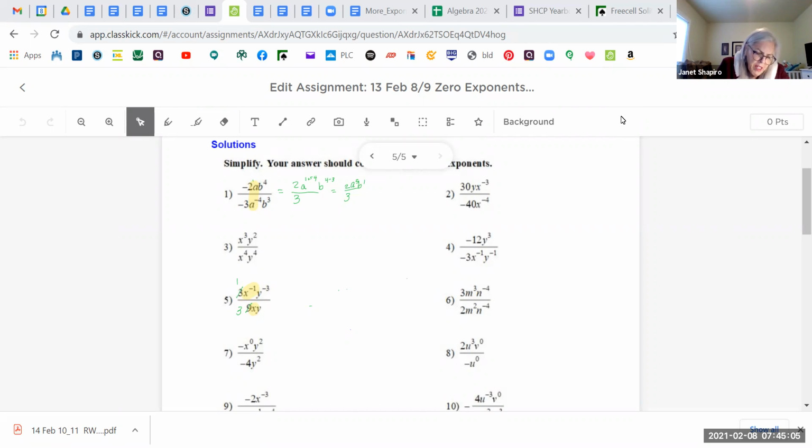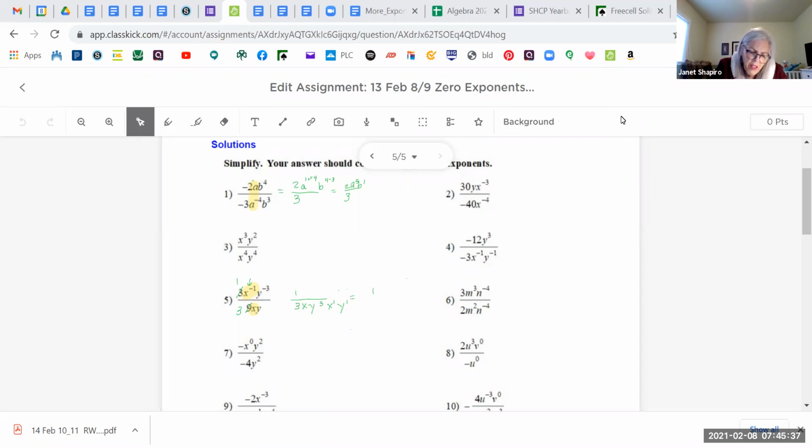So that would mean I still have the 1 and the 3. This x to the -1 belongs in the denominator. Okay. This y to the -3 belongs in the denominator. Okay. And then I'm looking at the denominator and I have x to the first, y to the first. So they both have positive exponents. They stay where they are.